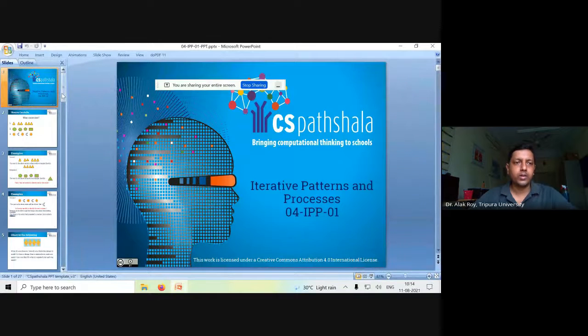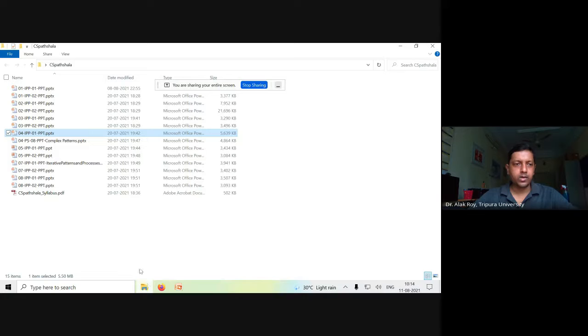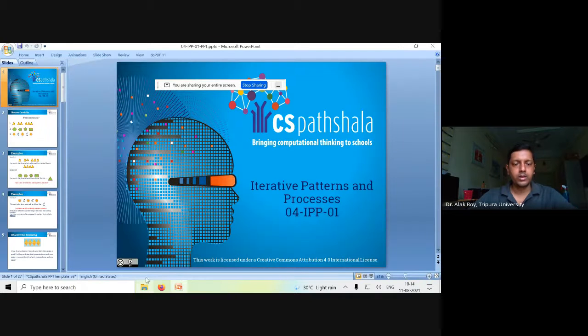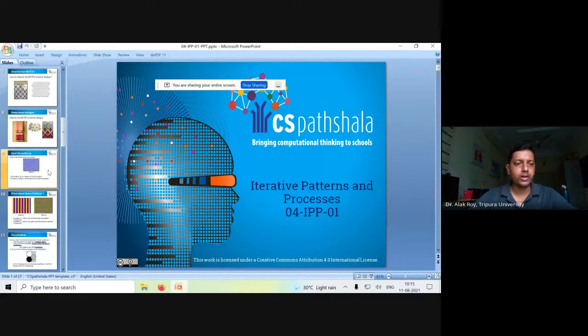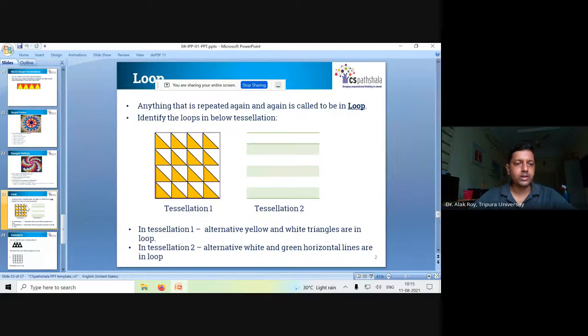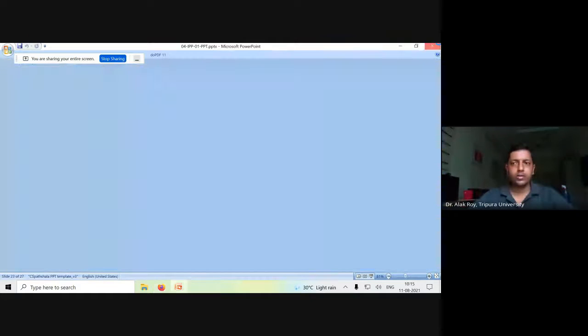Yesterday, we covered contents up to class 4. The last slide was iterative pattern and process. It is a class note for class 4. So, we have covered lecture 1. The last thing that we came to know is all about the process, and it is loop. So the last slide was this concept loop.